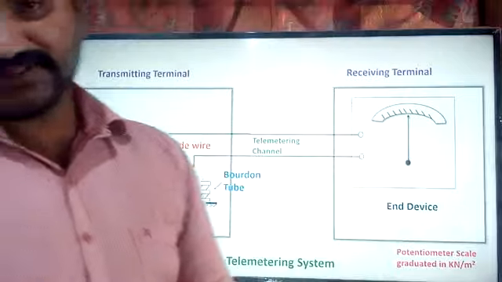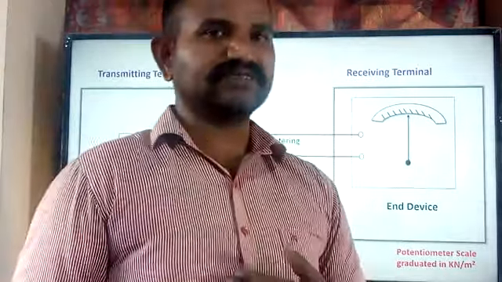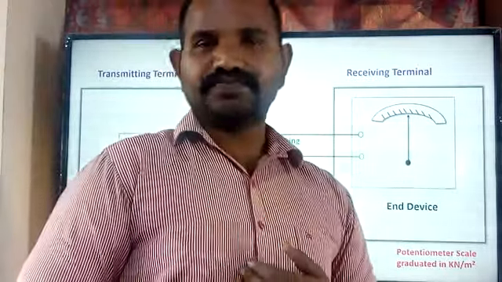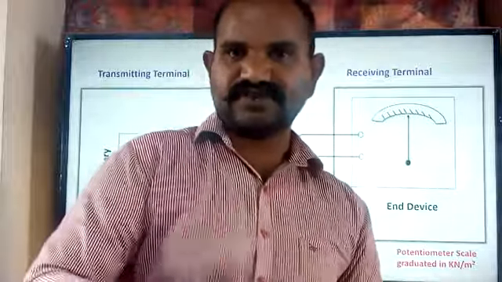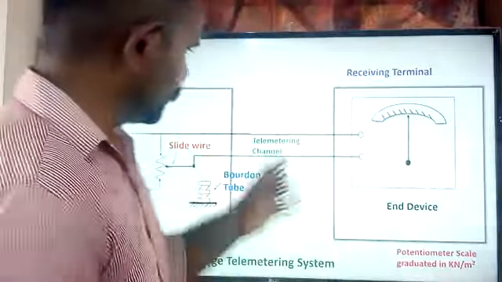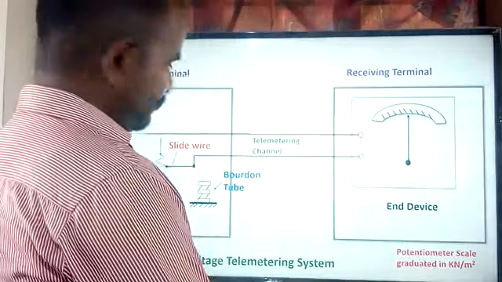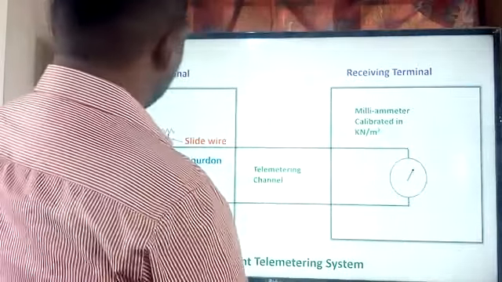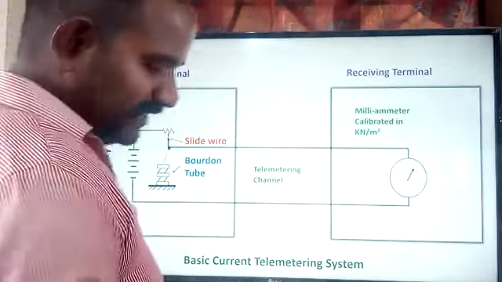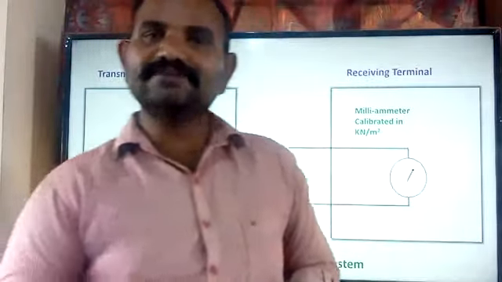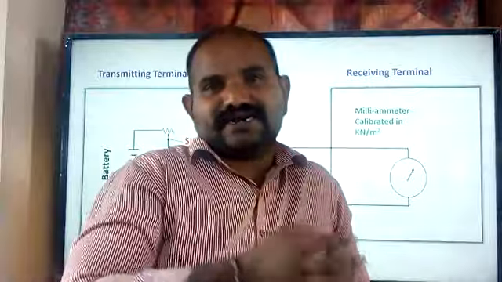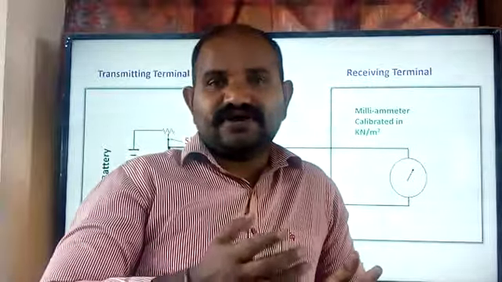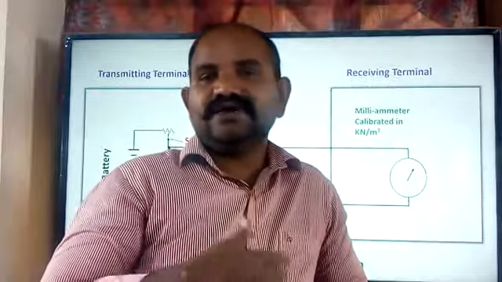But the disadvantage is we can't send the information for long distances, because of the restriction of the communication wire, whatever communication wire we are using as a telemetry channel. The other method is called the current telemetry system. In the current telemetry system, we are sending the information in terms of the current, not in terms of the voltage.